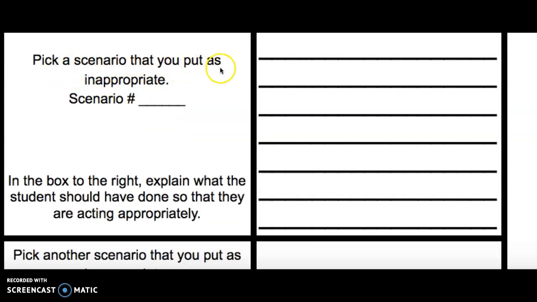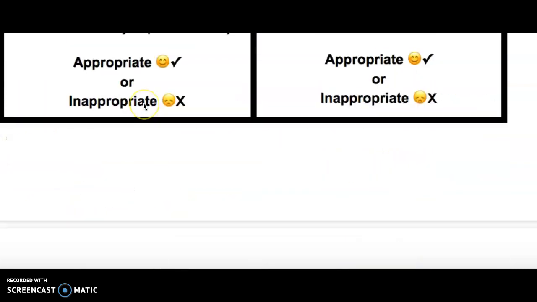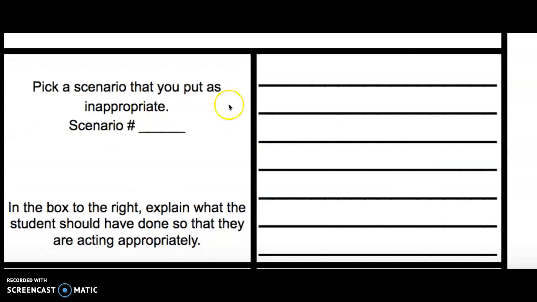Choose a scenario that you put as inappropriate. Put the number of the scenario here. The numbers are right here at the top of the cards. And in the box to the right, explain what the student should have done so that they are acting appropriately.